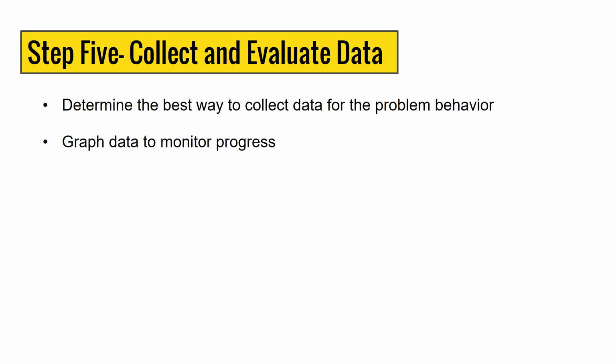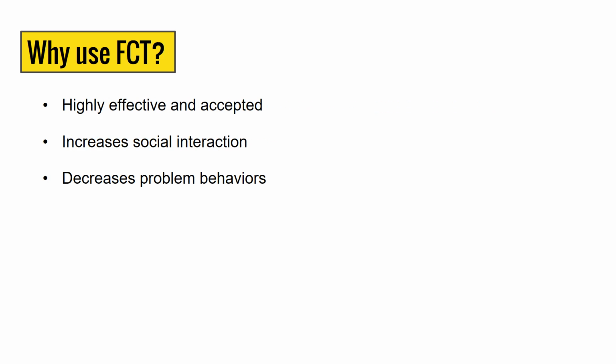Step 5. Collect and evaluate data. You have to determine the best way to collect data for the problem behavior. This is all going to be dependent on what behavior you are trying to eliminate and what behavior you are using to replace that behavior. After all the behavior is tracked, you will graph the data and monitor progress.